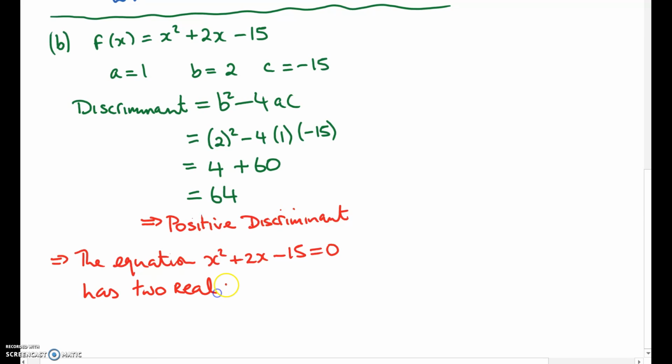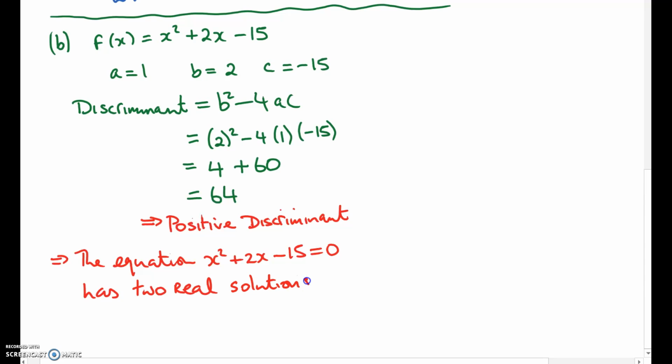We don't know what they are without going a little bit further or using factoring. We could use factoring in this case because the discriminant is a perfect square. It's always an indication that factoring will work. We could use the entire minus b formula rather than just the discriminant. The equation x squared plus 2x minus 15 equals 0 has two real solutions. I meant to write, sorry.